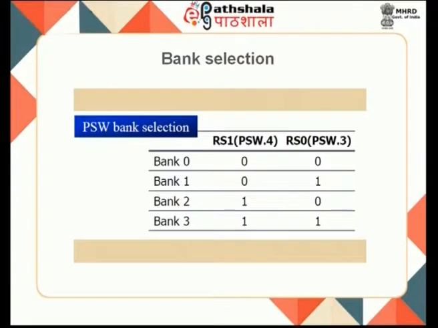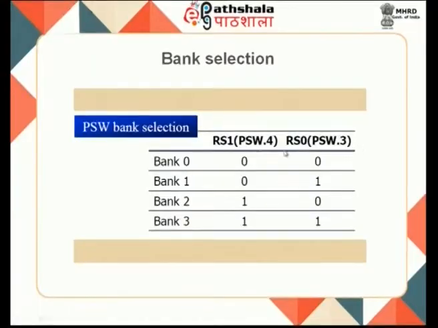Now, when I am looking at bank selection, as I told you, in your program status word there are 2 bits, RS0 and RS1. I can call them PSW.3 and PSW.4. This 3 and 4 tell you the bit position. PSW stands for program status word. These two positions combine together to tell you about your bank selection. So, if it is bank 0, 00 is placed over there. Then 01, 10 and 11 indicate where I will be storing my registers.